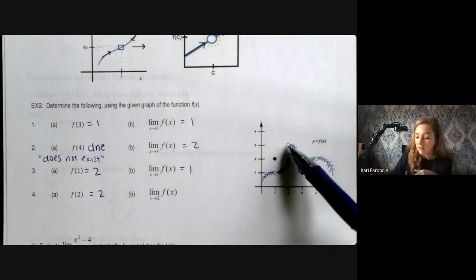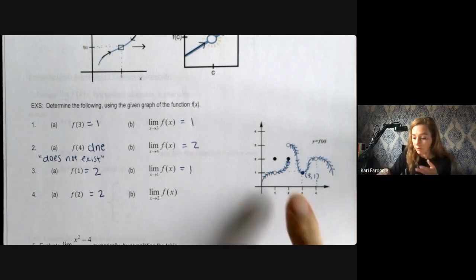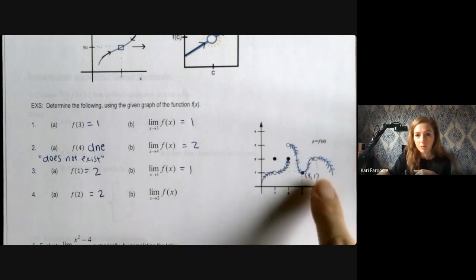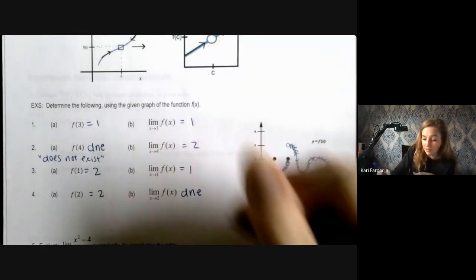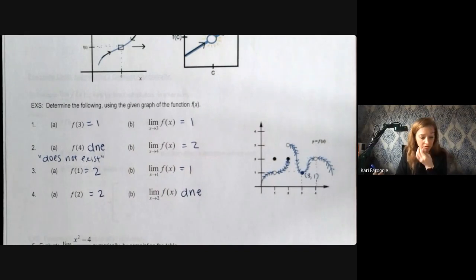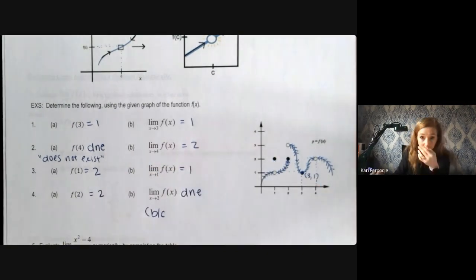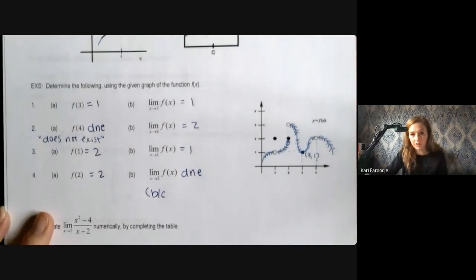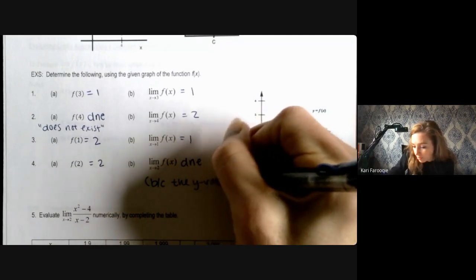Either way, I've got a big gap here, and the y values are not approaching the same value. As x approaches 2 from the left, our function's approaching 2, but as I approach from the right, the y values are approaching 3. So in this case, we would say that the limit does not exist. And this is because the values that y approaches on the left do not equal the values that y approaches on the right. We're going to, again, talk about that more when we look at one-sided limits in the next lesson.